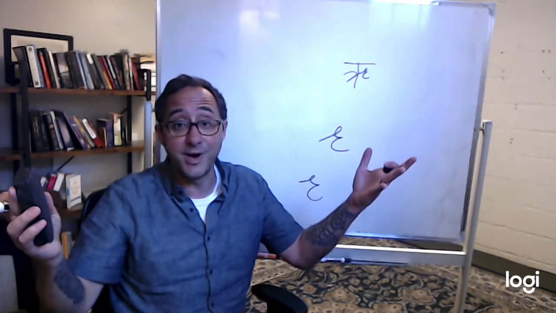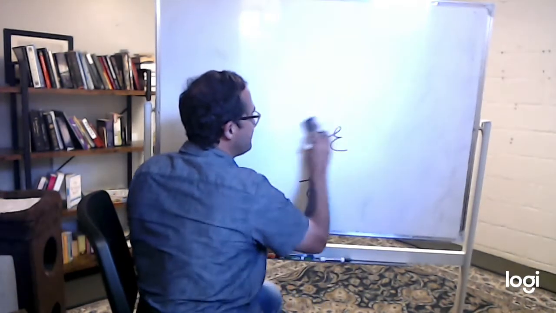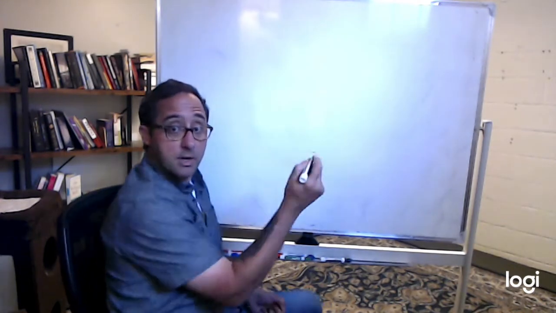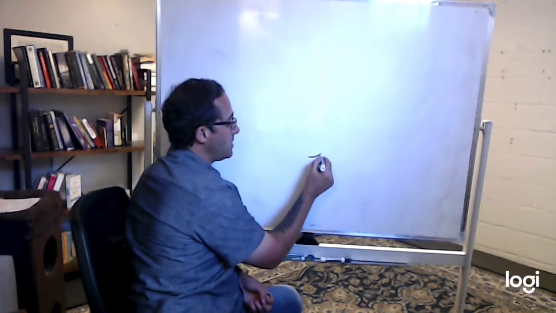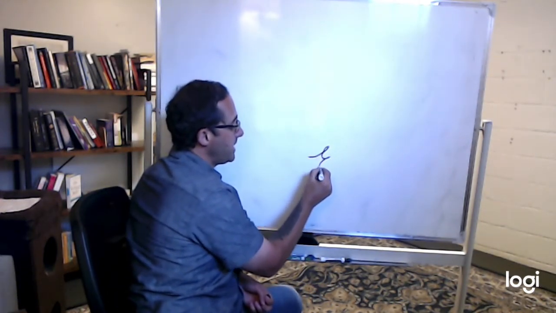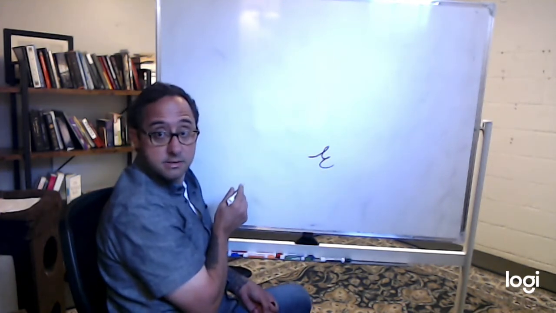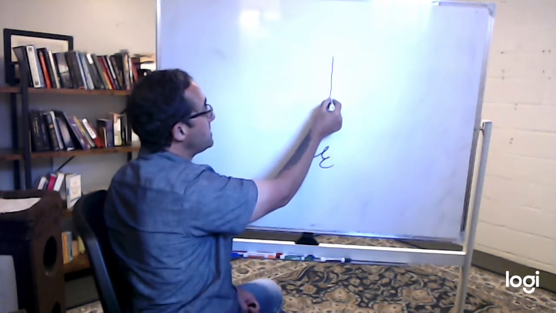Now you're on the way to learning Sanskrit. Let's do it one more time. Remember, my line coming away looks like this. I go up, curve around, and do an E like this. Okay? So line down.